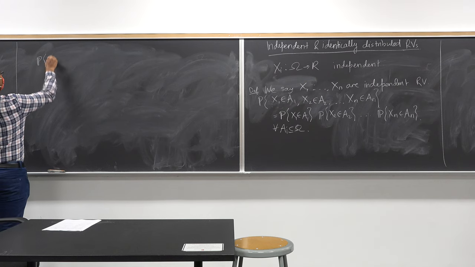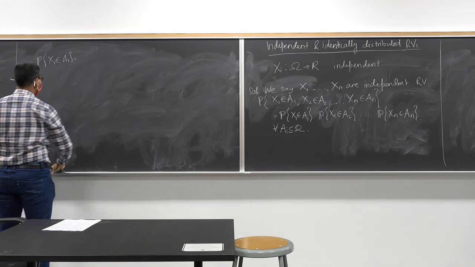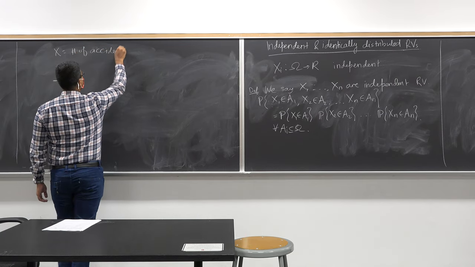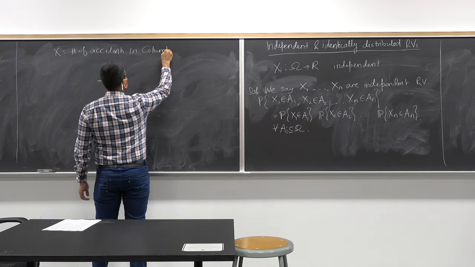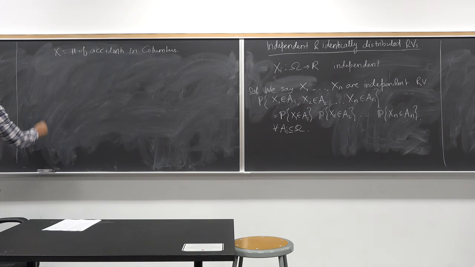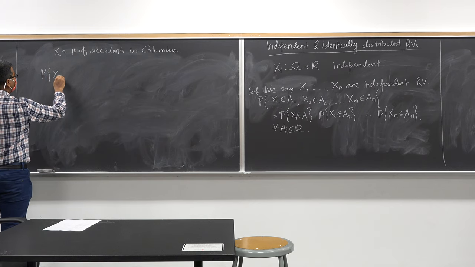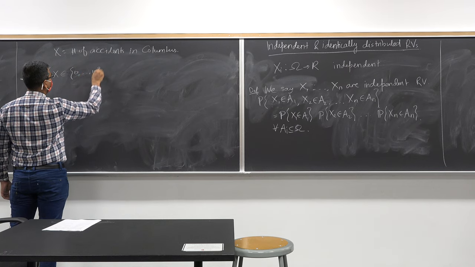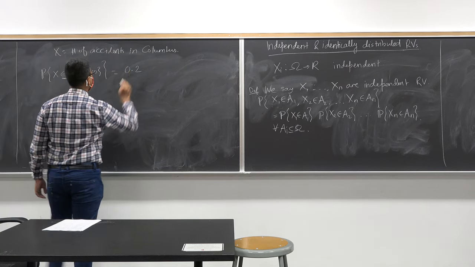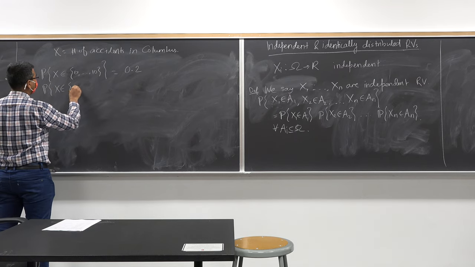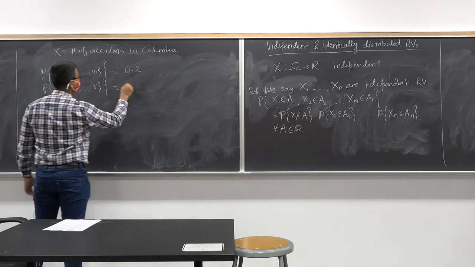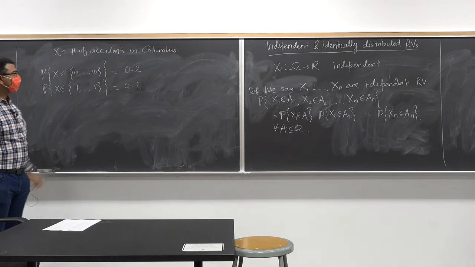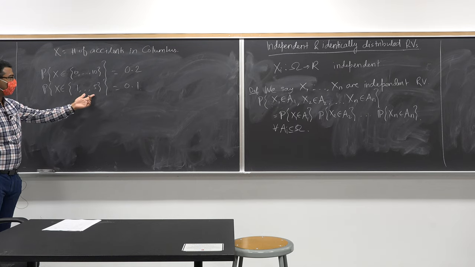So, let X equal the number of accidents in Columbus, and let's say the probability that X is in 0 to 10 is 0.2, and the probability that X is in 1 to 5 is 0.1. So the probability that there are between 0 to 10 accidents is 0.2, and the probability that there are 1 to 5 accidents is 0.1.